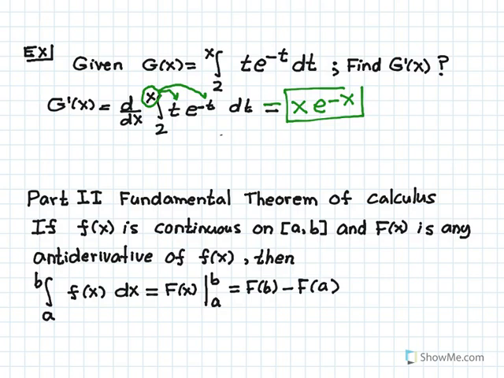All right, so now let's look at part 2 of the fundamental theorem of calculus. If f of x is continuous on the closed interval ab, and capital F of x is any antiderivative of f of x, then the integral from a to b of f of x dx is equal to capital F of x evaluated from a to b, and that's equal to F of b minus F of a. Notice that this f of x here is the integrand. This capital F of x is the antiderivative of small f of x. And this line here means evaluated at, so we get the antiderivative F evaluated at b minus the antiderivative F evaluated at a.